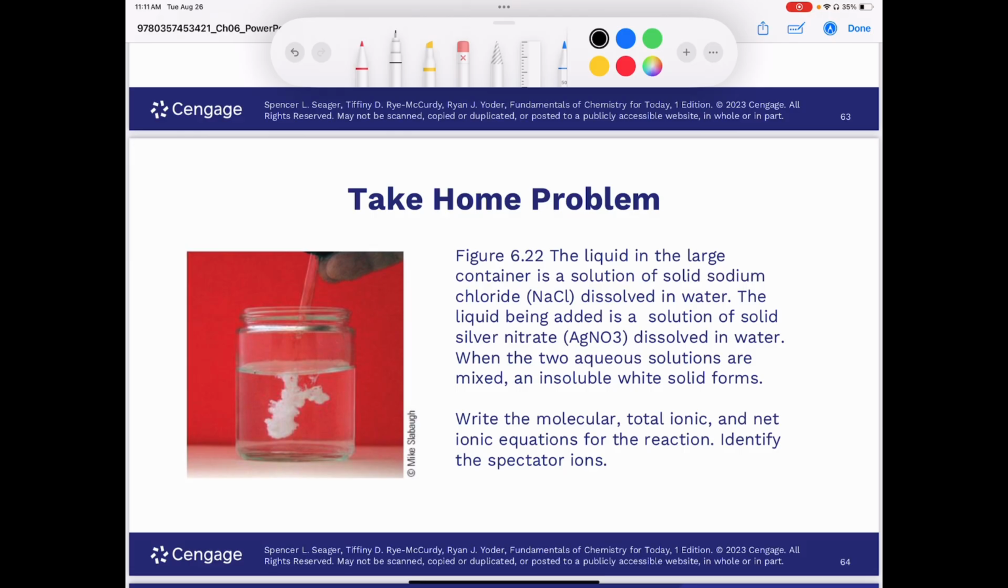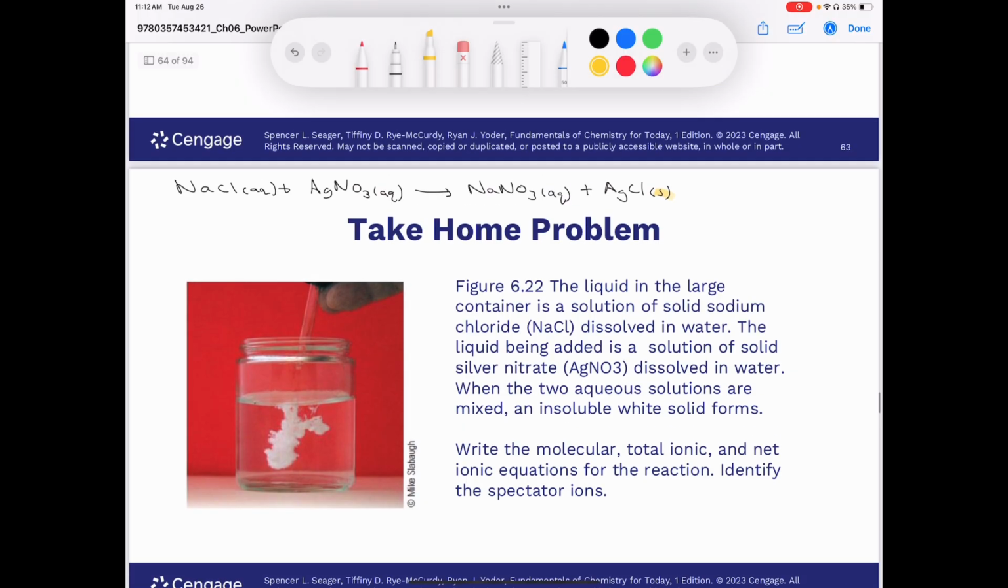Well, the molecular equation, what they're showing you here, is you have sodium chloride, that's aqueous, and you also have silver nitrate, which is aqueous. And so that's a double displacement reaction. So we're going to end up with sodium nitrate, which is a soluble compound, and then we're going to end up with silver chloride, which is a solid. Now, if you're going, well, how did you know that this is a solid?